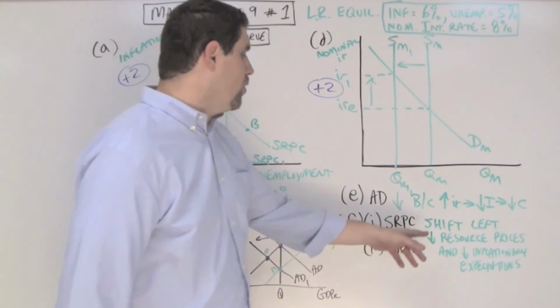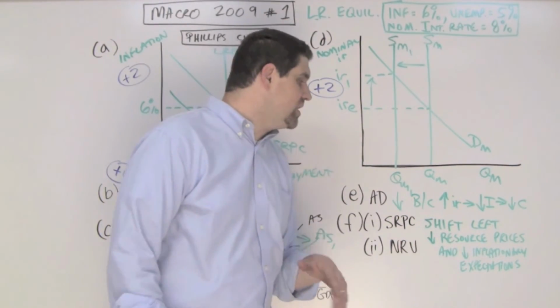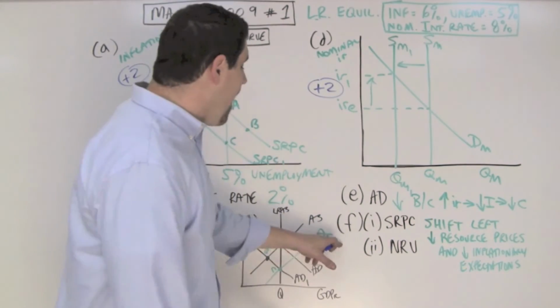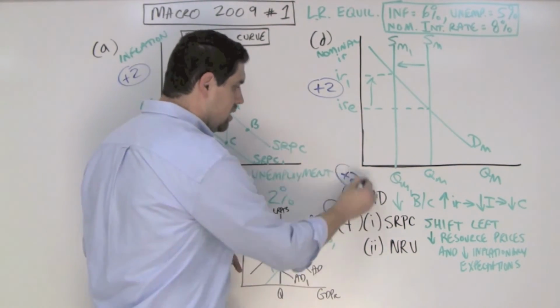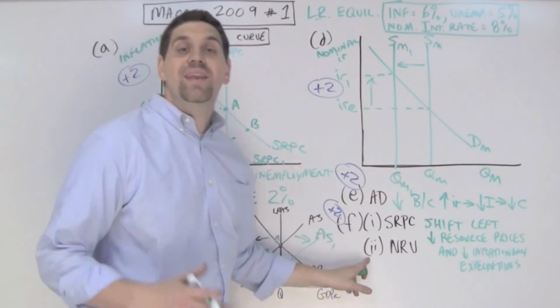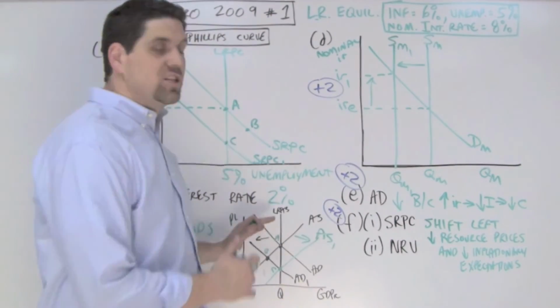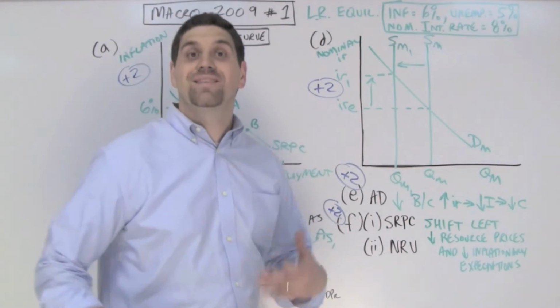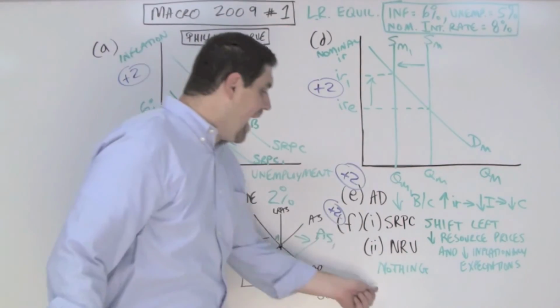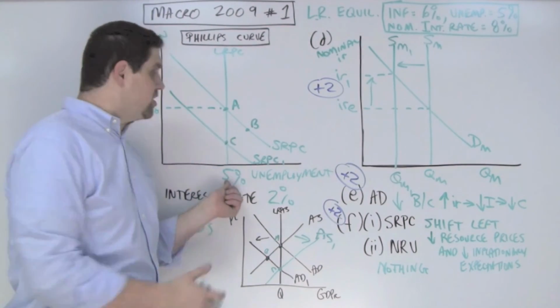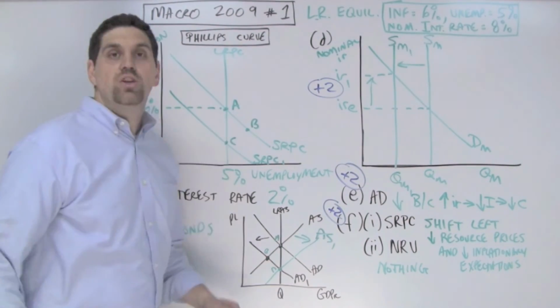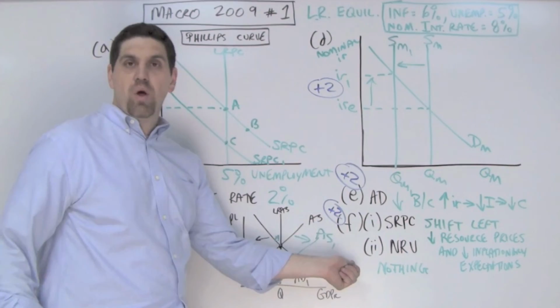For the explain, I wrote a decrease in resource prices, a decrease in inflationary expectations. Now F-I is worth 2 points, and E was also worth 2 points. Last question, what happens to the natural rate of unemployment after the aggregate supply shifts to the right? The answer is nothing. The natural rate of unemployment is the idea of the long-run Phillips curve, and we're still at 5%. We started at 5%, we ended at 5%. So the long-run Phillips curve and the natural rate of unemployment did nothing.